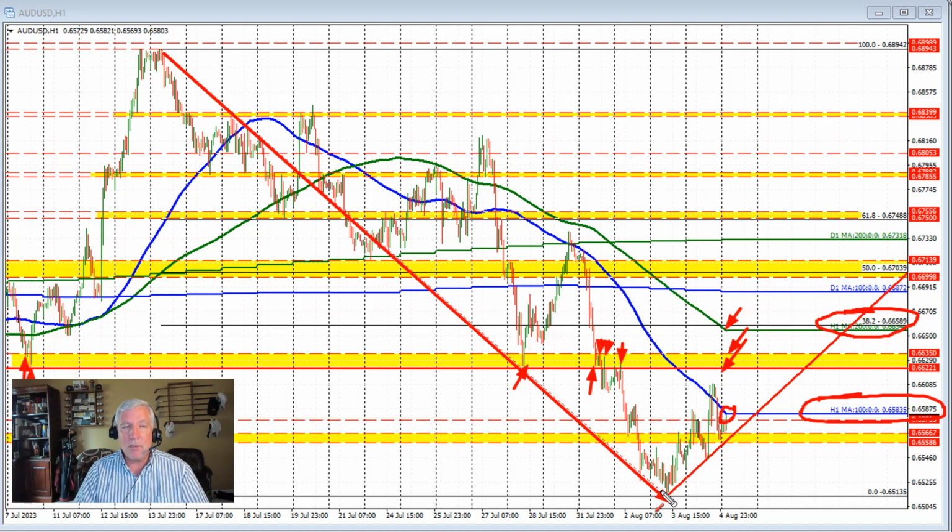So buyers are trying to make a play. We'll see if they can get above the 100. We'll see if they can continue that move and continue to work at picking away at that advantage by the sellers.